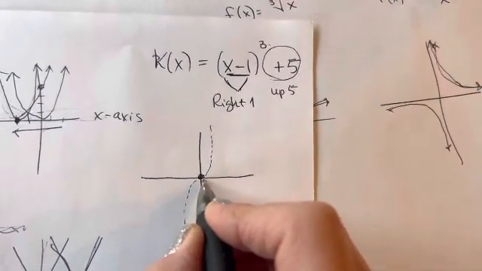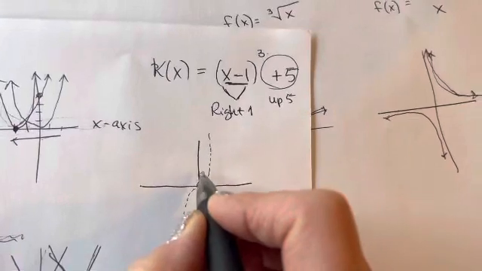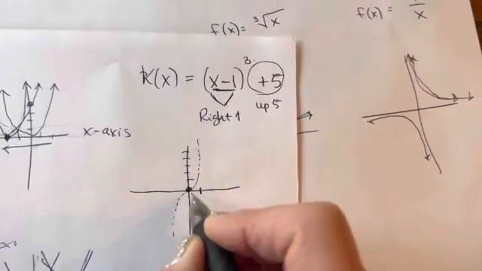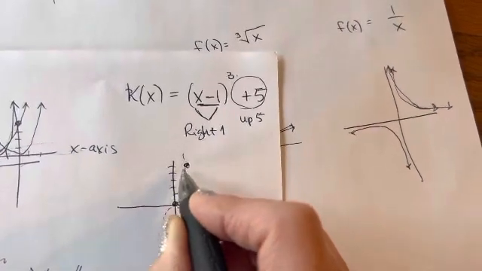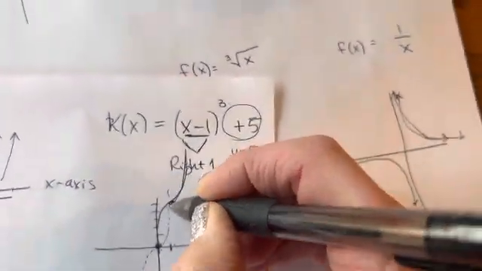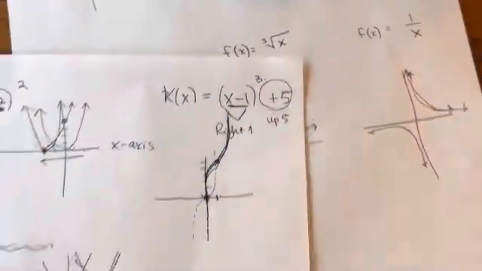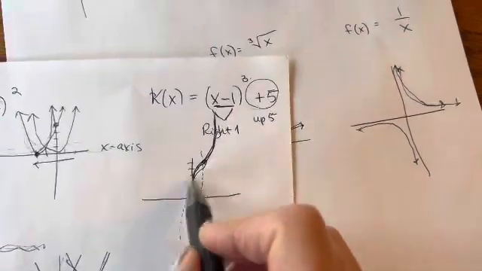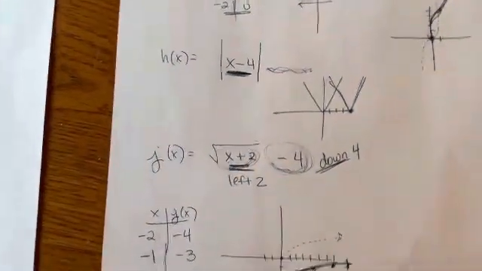Remember, we do what's in parentheses first. So I'm gonna go right 1, and then I'm gonna go up 5. 1, 2, 3, 4, 5. So I'm gonna go right 1, up 5. So this point right here just shifted here. So I still got this basic shape right here. It's gonna look just like that. And again, I could plug in as many points as I need and find him exactly, but I know he's sitting up here. He's just kind of gone up a little bit. Okay, so that's the basic ones right there. Those are your vertical and horizontal shifts.